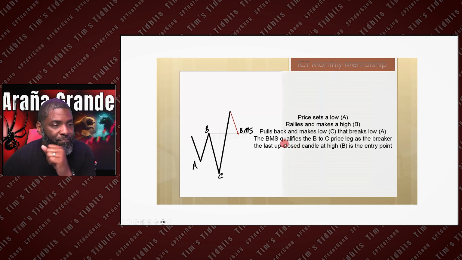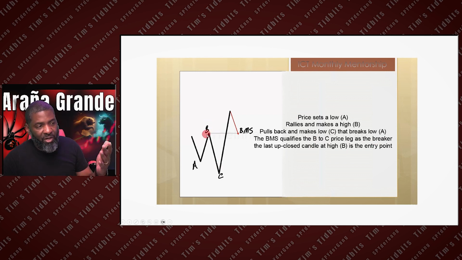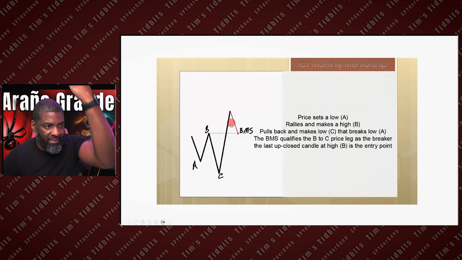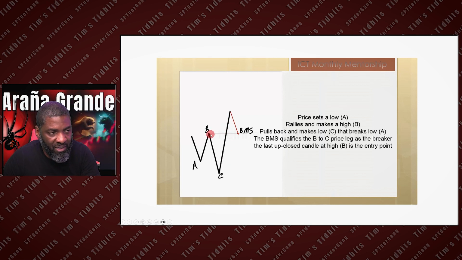Then the break in market structure qualifies the B to C leg as the breaker. This is the breaker. This is the breaker block here. So when you trade back down into the breaker, because this leg right here is stopping price, it's blocking price from coming lower. This move down here, it's blocked.